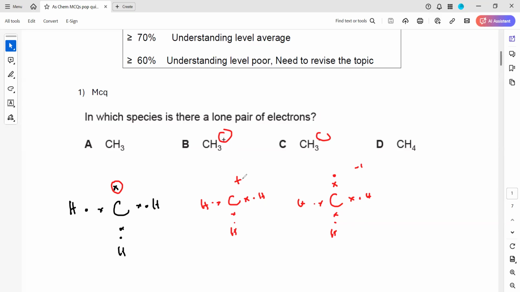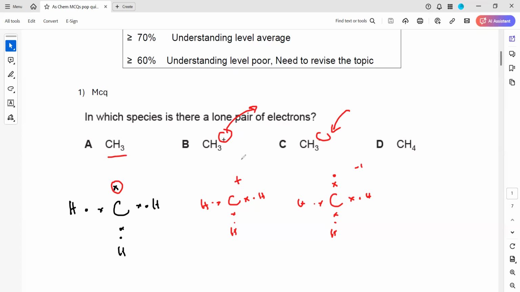If it is a positive charge, it means it has lost an electron. If it's a negative charge, it means it has gained an electron. So this is actually a methyl radical. Radical means it can be an atom or a molecule which contains an unpaired electron. So this is actually a methyl radical.